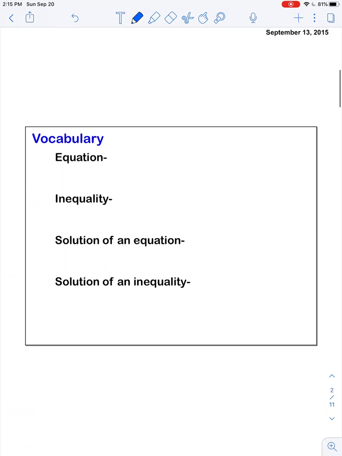So the vocabulary, an equation is just simply going to be an expression again, but this one's going to contain an equal sign. And so an equal sign is going to often replace the word is, like 2x is 8 would look like that. So the is will often indicate you're going to be using an equation, equal sign.